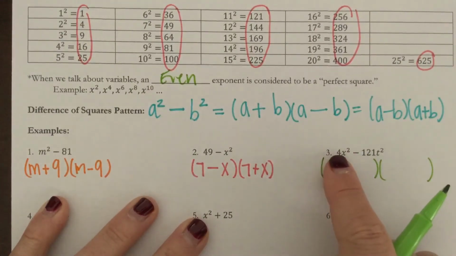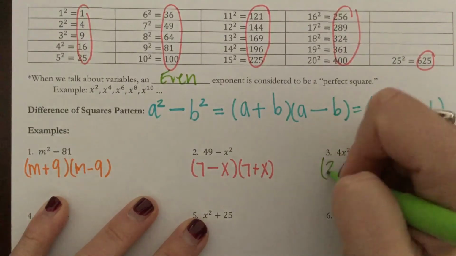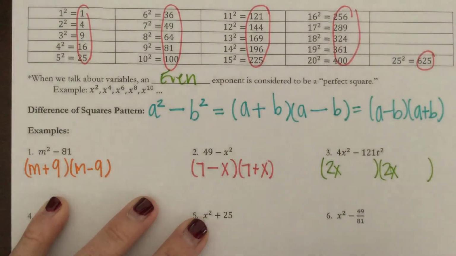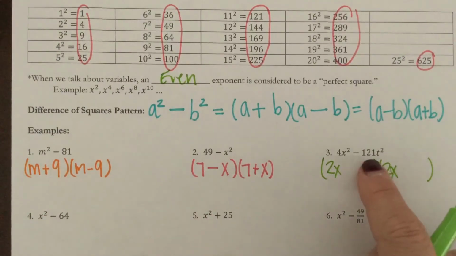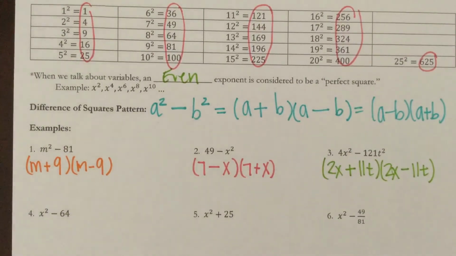The number I'm squaring to make 4 is 2. And what I'm squaring to make x squared is an x. So in front of each of these parentheses, I'm going to put a 2x. All right, in the back here, the number I square to make 121 is 11. The thing I square to make t squared is a t. So each of these is going to get an 11t, and then I drop in my signs. One parenthesis gets a positive sign, one parenthesis gets a negative sign.